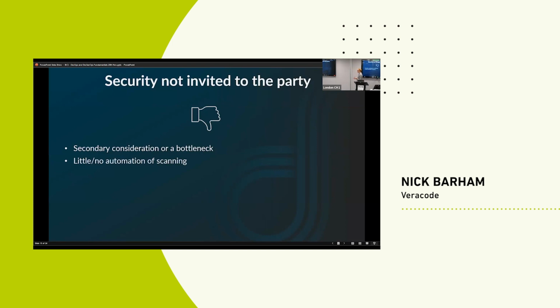And this kind of lack of automation is, you can see, very much at odds with the idea of optimizing your pipelines and removing bottlenecks and enabling the flow of work through to end consumers and that product into the hands of users. So this little or no automation of security scanning is really hurting this picture, and it's further contributing to this idea of the bottleneck or it being a secondary consideration.